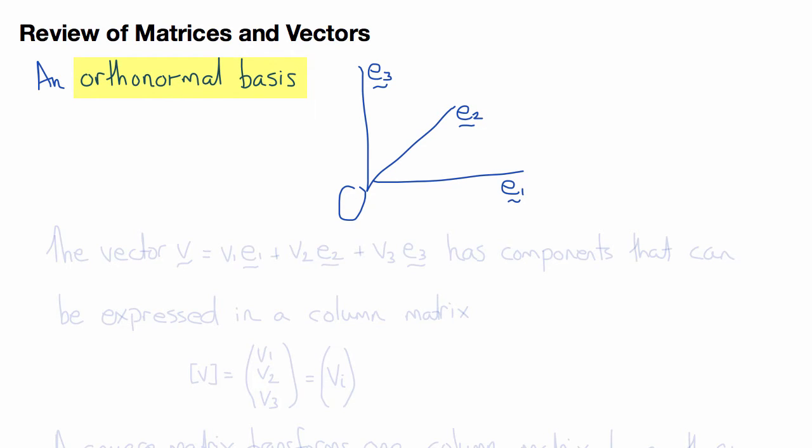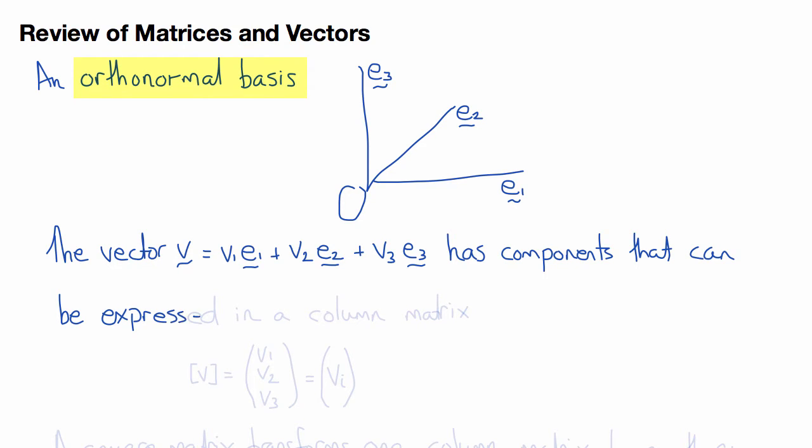So now if we have a vector V, then we can write that vector as being the sum of V1 times E1 plus V2 times E2 plus V3 times E3. The vector V has components V1, V2, and V3 with respect to this particular orthonormal basis that we can express in a column matrix that we could call V. So here the column matrix V has components V1, V2, and V3, or Vi for short.